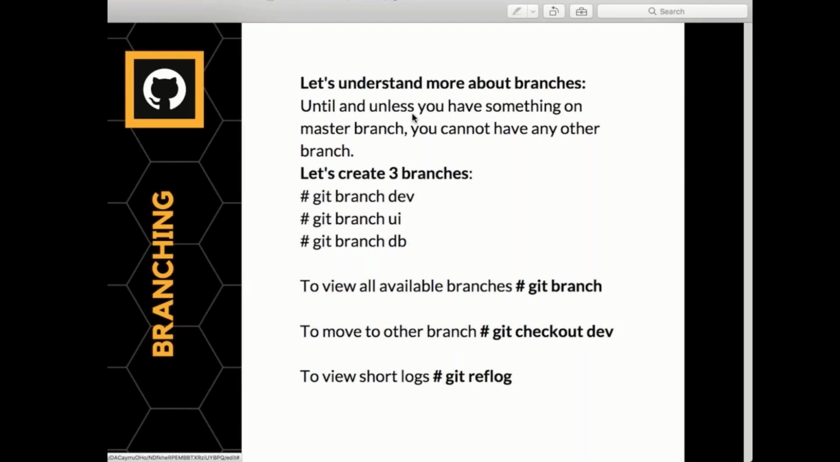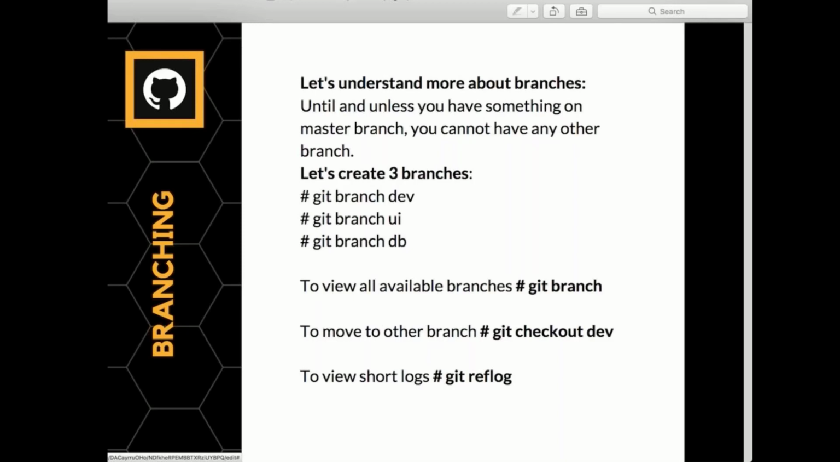Very simple. You see, until and unless you have something on the master branch, you cannot have any other branch. That's the reason why I told you, you should have at least one particular file to branch out from there. At least you need to have that original code base, at least one file in your master branch. So once you have that, you can create branches. Now you see, I'm creating dev UI DB. So let's go back to my original project.